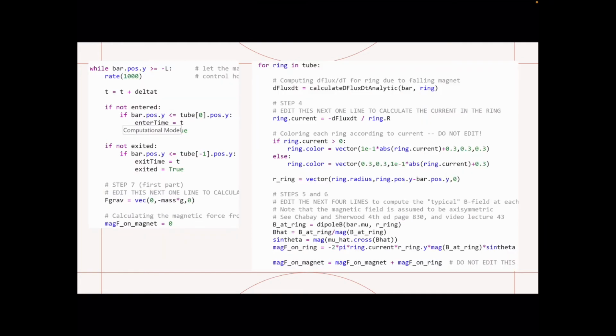The next part is a while loop for the bar as it travels through the tube, so the time it takes for it to travel through can be calculated. I also added the gravitational force below. The ring's induced current is calculated in this line based on Faraday's law, with the negative delta flux divided by the ring's resistance calculated earlier. Below that, I calculated the magnetic force on the magnet due to the ring, which is the induced magnetic force due to the induced current.